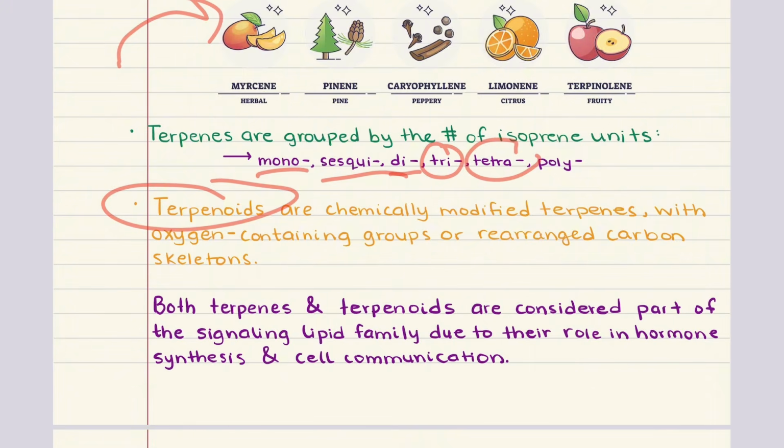Both terpenes and terpenoids fall under the category of signaling lipids because of their involvement in hormone synthesis and cell communication. And they're particularly important as intermediates or precursors in pathways that produce hormones like testosterone, cortisol, or estrogen, which leads us to discuss steroids.